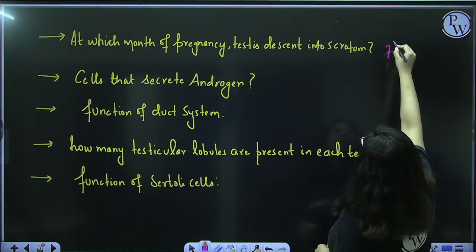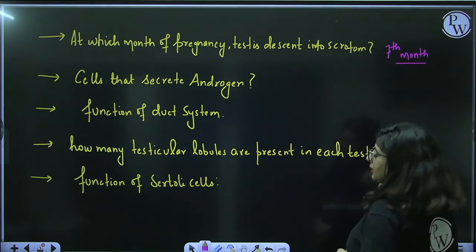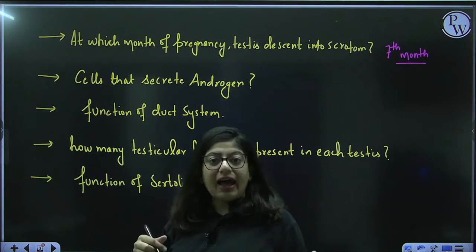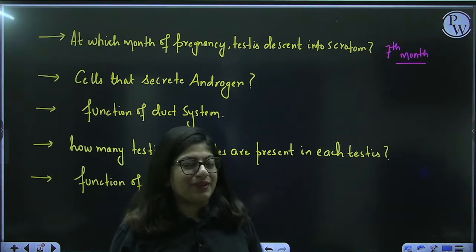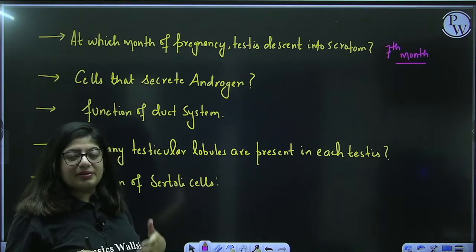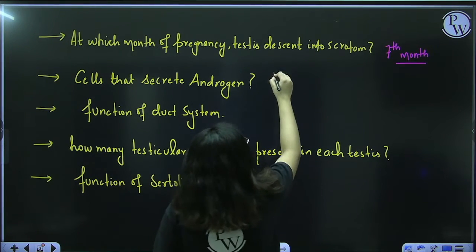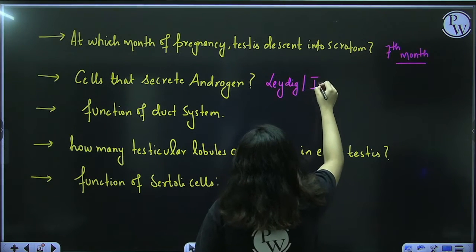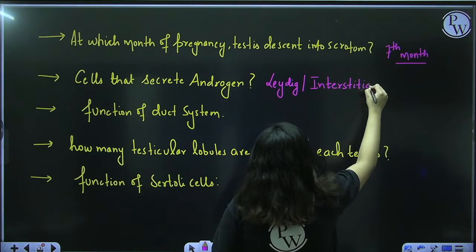7th month. Which month guys? 7th month. So during 7th month of pregnancy, the testosterone level rises in the fetus and the testes descend from abdomen into the scrotum. Next, cells that secrete androgen. Androgen is a male hormone, the testosterone, and it is secreted by Leydig cells, also known as interstitial cells.